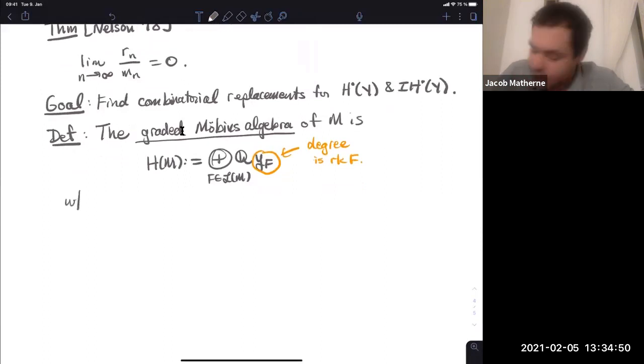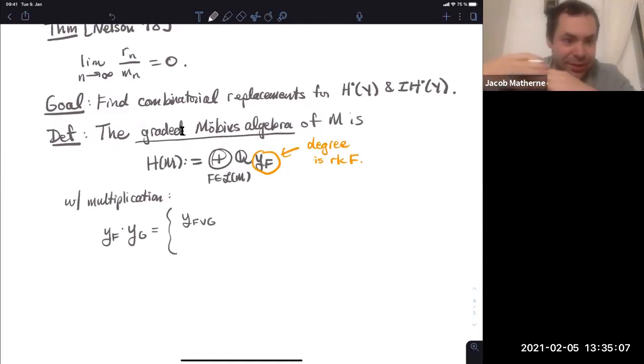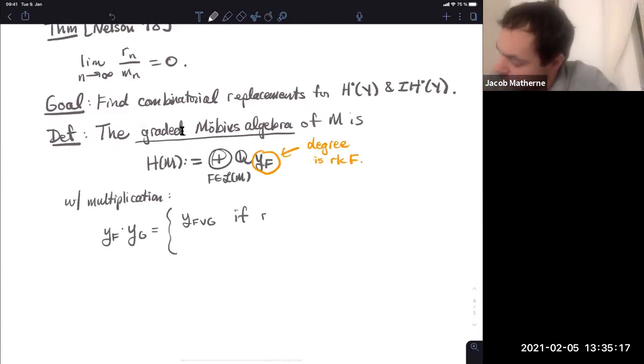Let me tell you what the multiplication is. The multiplication is very simple. If I multiply two of these guys, I get the generator for the join in the poset, the smallest thing that's above both of these in the poset, if the rank of F plus the rank of G is equal to the rank of the join. And otherwise it's just 0.